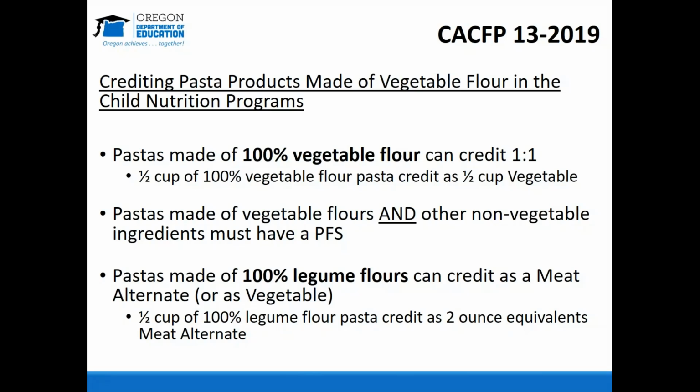If you have pastas that are a mix of vegetable flours and other non-vegetable ingredients, the pasta is a combination food and will need to have a PFS. For pastas that are made of 100% legume flours, such as red lentil pastas, these can credit as either a meat alternate or a vegetable. A half cup of 100% legume flour pasta will credit as a 2-ounce equivalent of meat alternate.